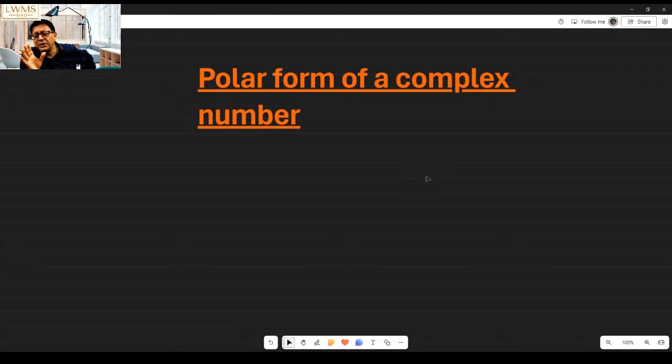Polar form is now excluded from the CBSE syllabus, but for all competitive examinations, polar form plays a very important role. You should learn it properly. Okay? So let us start. What is polar form? Let me explain what a polar coordinate is first. Try to understand.